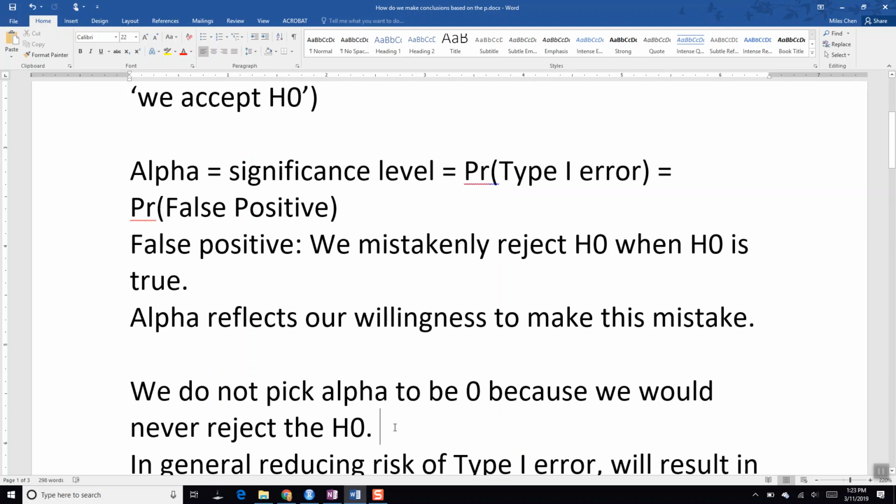We never pick alpha to be 0. You might say, well, I don't want to make a type 1 error, right? Which is a reasonable thing to say, but it's unavoidable, okay? Because the only way you can avoid making type 1 errors is to choose alpha to be 0. But if you choose alpha to be 0, you will never reject the null hypothesis, okay?